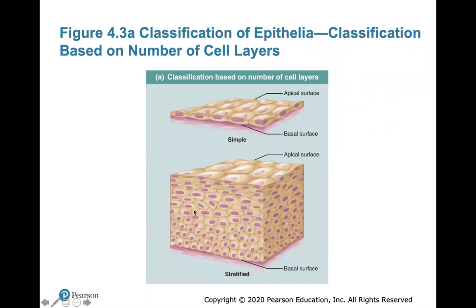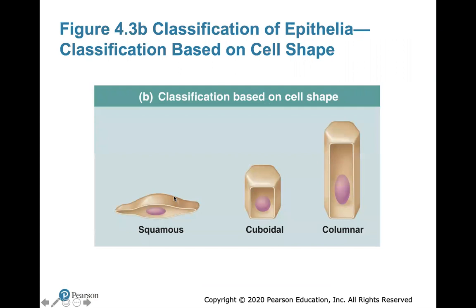And here's a stratified squamous epithelium. Even though there are cuboidal-shaped cells toward the basement or basal layer surface, we always name the epithelium by the shape of their cells at the apical surface. So this is stratified squamous. Here's again a look at the shape of epithelial cells: squamous, cuboidal, and columnar.